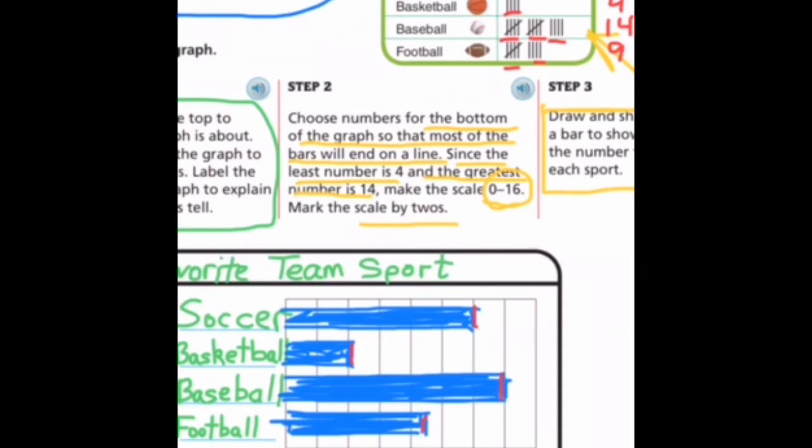So that's a horizontal bar graph because our bars are going side to side horizontally, right? And we have a title. We have labels for the bottom and a label for the side. And then right here we have our scale. And of course we have our sports listed and then our bars. So that's all there is to it to create a bar graph.